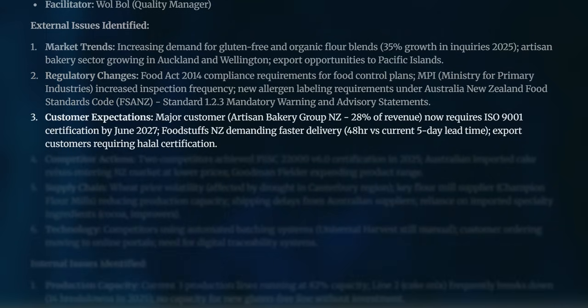The third external issue identified is customer expectations. Major customers, the Artisan Bakery Group New Zealand, with 28% of revenue, now require ISO 9001 certification by June 2027. And Foodstuffs New Zealand is demanding faster delivery within 48 hours versus the current delivery time, which takes 5 days lead time. Export customers are also requiring a halal certificate. So this is the third external issue being identified.